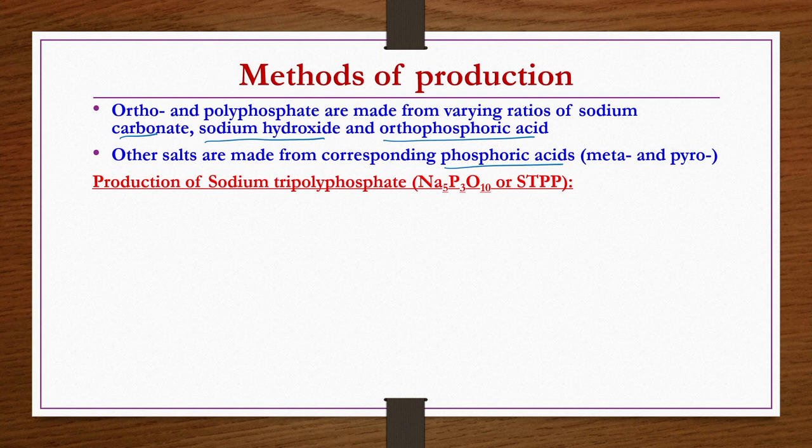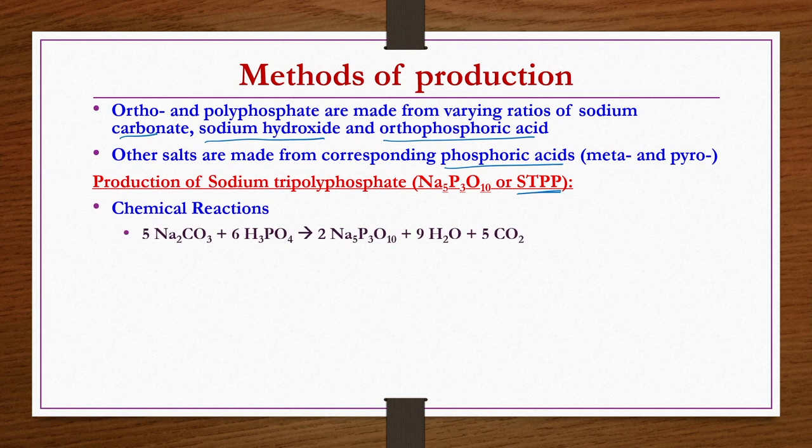Now, we see only one type of sodium phosphate, that is sodium tripolyphosphate production, that is nothing but Na5P3O10, which is also known as STPP, sodium tripolyphosphate. Chemical reactions: sodium carbonate reacts with phosphoric acid to give sodium tripolyphosphate, that is STPP, water and CO2.